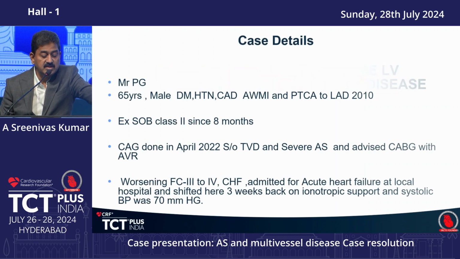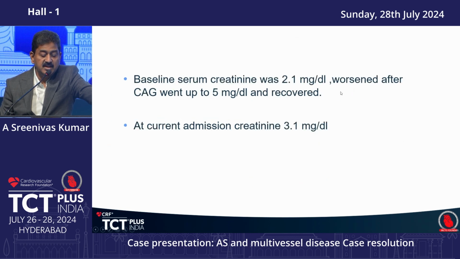Another case scenario is a 65-year-old gentleman, diabetic, hypertensive, with history of anterior wall MI, PTCA done in 2010. Now he presents with exertional breathlessness, angio done outside in Maharashtra state, and he was referred to us with the advice of CABG plus AVR. But by the time he reached the hospital, his heart failure worsened, BP was low at 70 mmHg on inotropes. Creatinine, which was 2.1 before angio, worsened to 5. On current admission, we stabilized it to 3.1. So the dilemma was what to do.